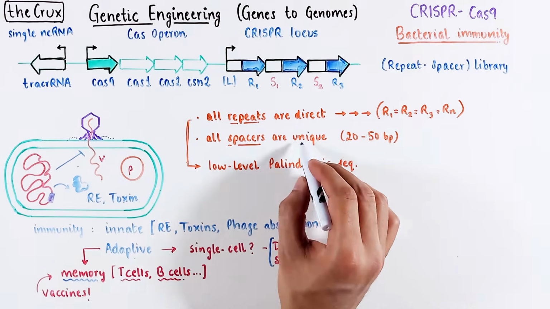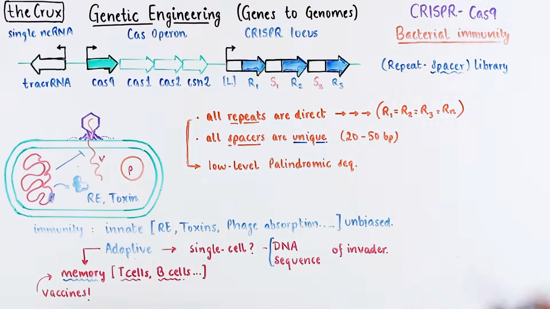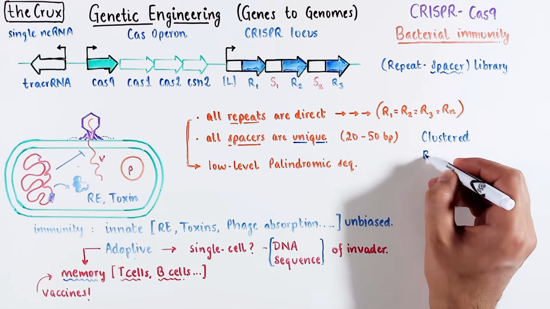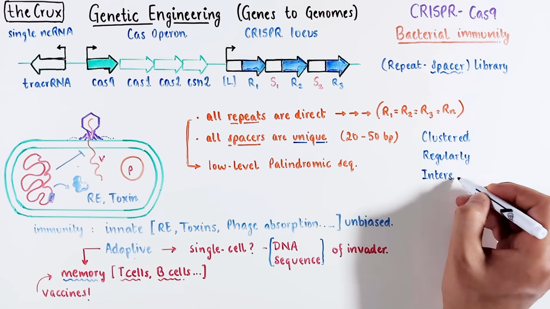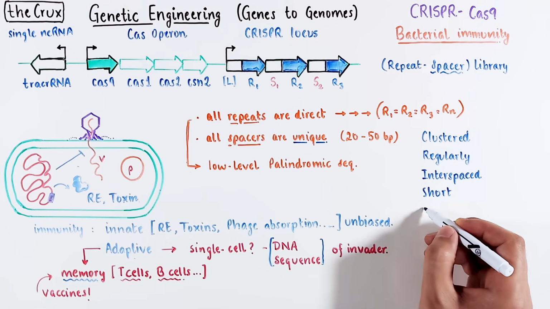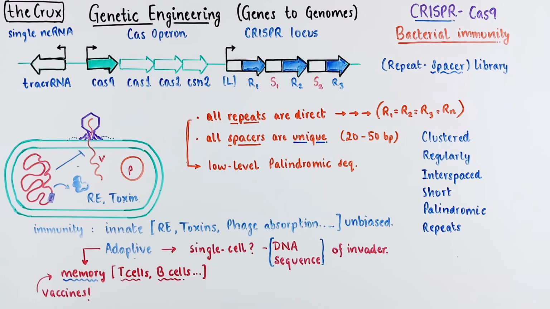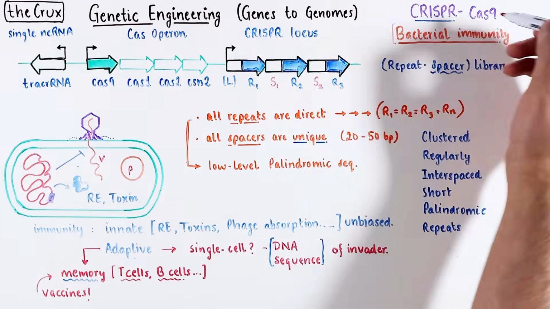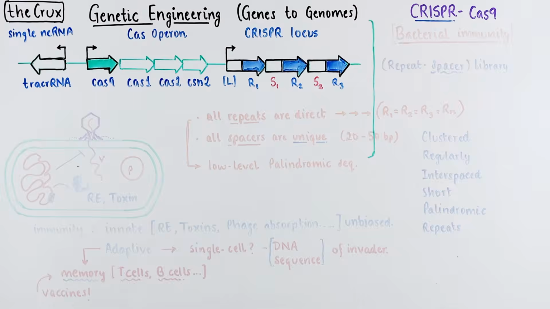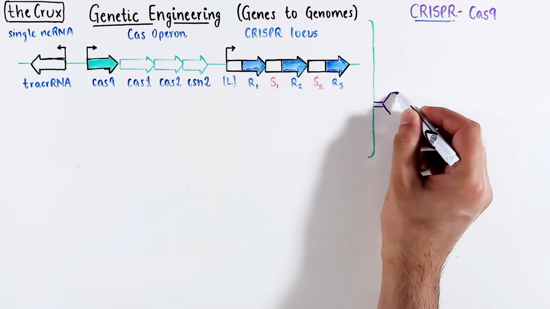And the unique spacers are the DNA sequences derived from pathogens, and they are the physical manifestation of the bacterial memory. Hopefully, this short summary also shows you why CRISPR is called clustered regularly interspaced short palindromic repeats. With that, let's make our way into bacterial immunity to understand how CRISPR-Cas9 actually works. There are 3 steps to this process.